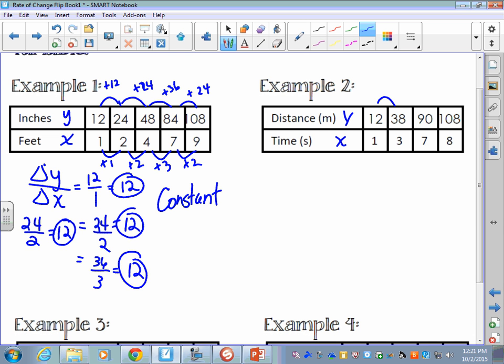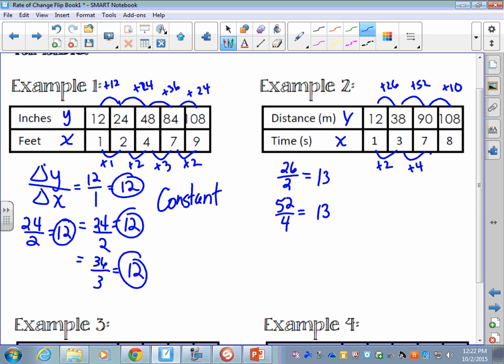Okay, so 12 to 38. That's 26. Then 1 to 2, that's plus 2, right? Okay, so I'm just going to check that. 26 over 2. What would that reduce to? 13. Okay, now let's check the next one. We went from 38 to 90. That's 52. And then we went from 3 to 7. That's 4. So we're going to check that one. 52 over 4. What does that get reduced to? 13.